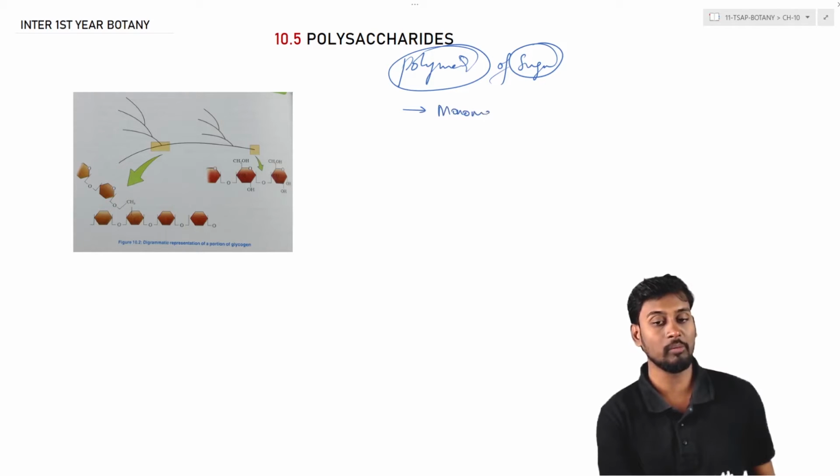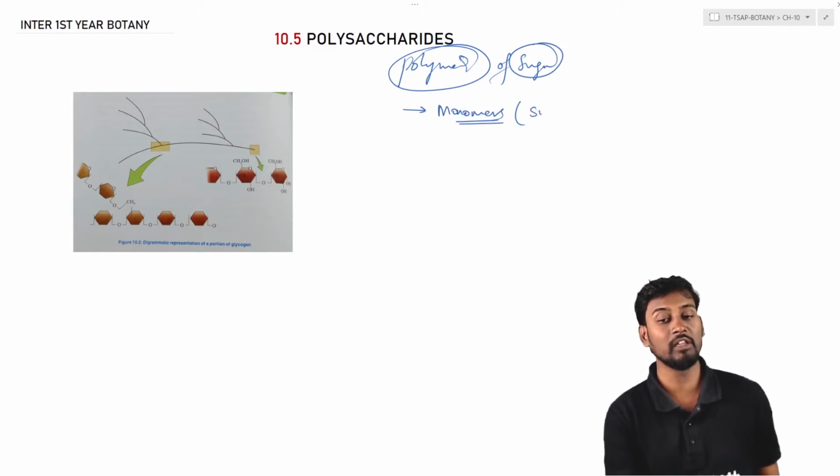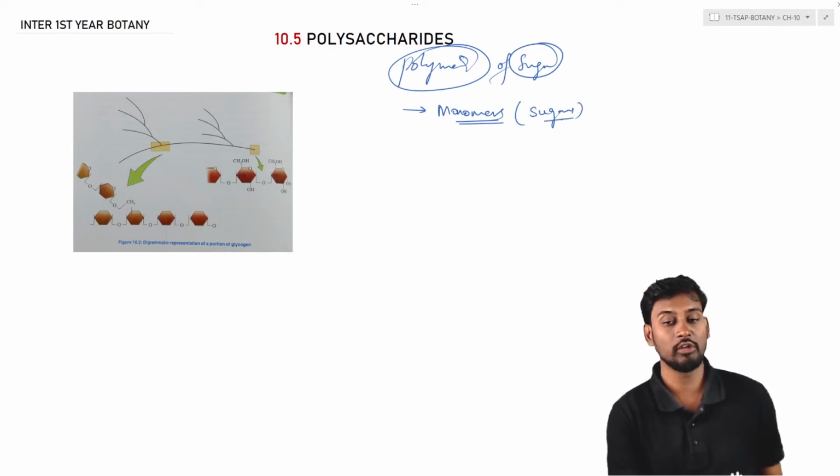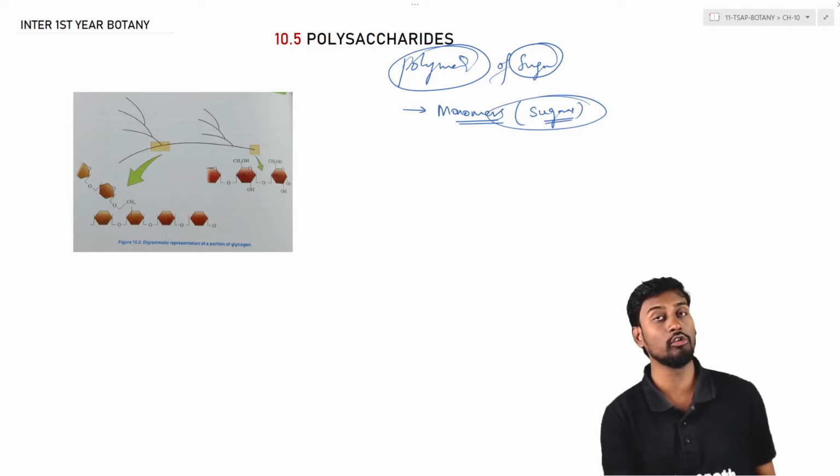So what are monomers here? The monomers are the individual molecules, which are simply called sugars. The sugars are the individual molecules, called monomers, which are joined together to form a polymeric form of sugars called polysaccharides. Here, as seen in the diagram, these are the monomeric molecules that are shown in the diagram.